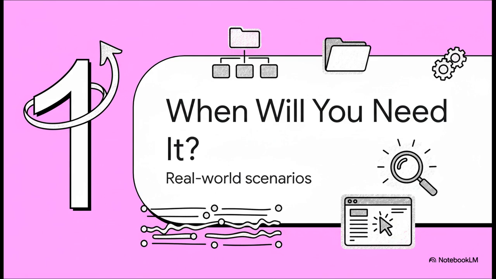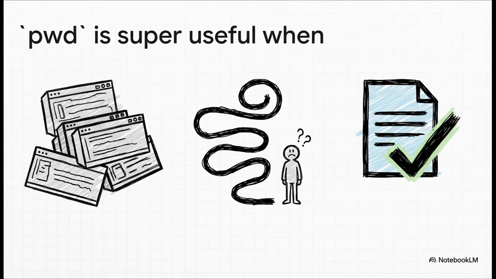Okay, so we get what PWD is and how to read its map, but when are you actually going to use this? Let's talk about some real-world situations where this little command is an absolute lifesaver. And trust me, you're going to need it. It's super useful when you've got a bunch of terminal windows open and you can't remember which one is for which project, or you've been using the CD command to jump around from folder to folder and you've totally lost track. And of course, that classic moment when a tutorial says, make sure you are in the right folder. Well, PWD is how you make sure.